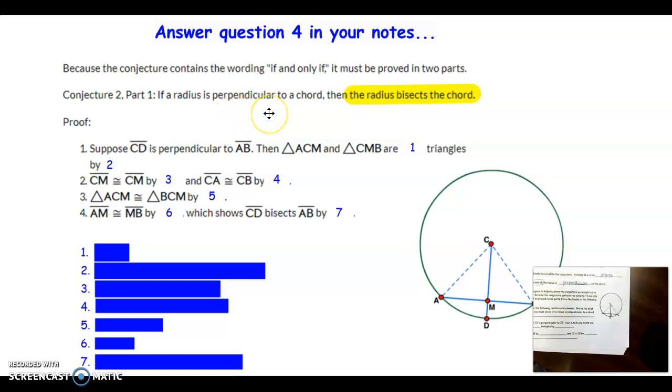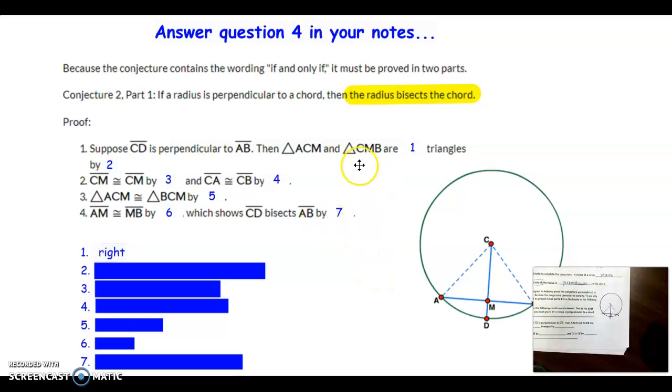So question 4 on your notes is proving that if the radius is perpendicular to the chord, then it is also bisecting the chord. So the proof states that suppose that segment CD, which is our radius, is perpendicular to segment AB, which is our chord. Then we would know that triangles ACM and CMB are both what type of triangles? Well, remember, perpendicular segments create what type of angles? 90-degree angles. So both of these angles at vertex M would have to be 90 degrees, which means we could classify these triangles as being right triangles.